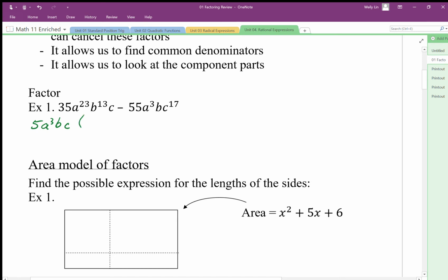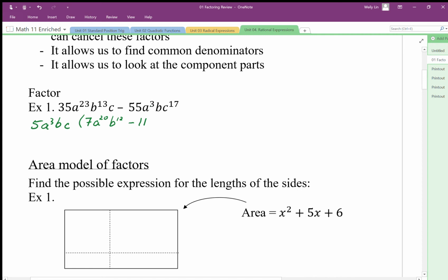Now, once we factor out the greatest common factor, we also have to figure out what's left. Since we undid the multiplication, essentially we can just figure out what's left over by division. So 35 divided by 5. We've taken out 3 a's, so we have 20 a's left. We've taken out 1b, so we have 12 b's left. We've taken out 1c, so we have no c's left there. So 55 divided by 5 is 11.